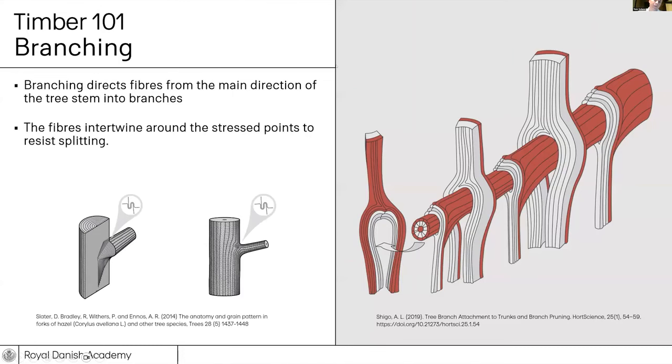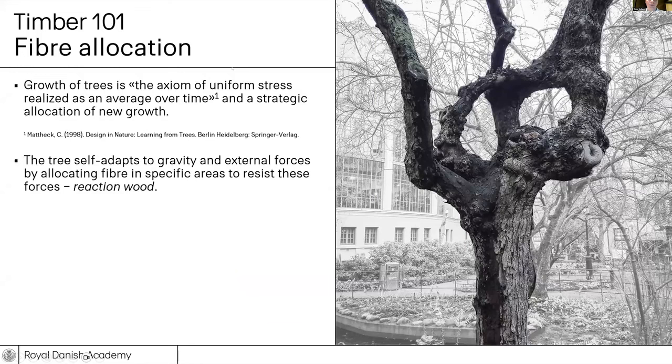Where I started to get very interested is in how trees themselves are in very many ways self-optimizing structures. If you look at things like branching and how the fiber topology changes around these vortices of branchings in the tree, the topology of the fibers becomes very interesting. That's an evolved mechanism in trees to resist loads, gravity and wind and things like that. And I think we can learn from that. Claus Mattheck said that the growth of trees is the axiom of uniform stress realized as an average over time, meaning that given these force inputs on a tree, it will allocate growth strategically to optimize its form towards those external forces. And that's how, for example, we get reaction wood in strange trees like this.